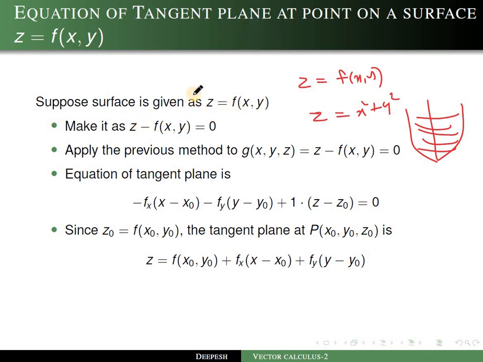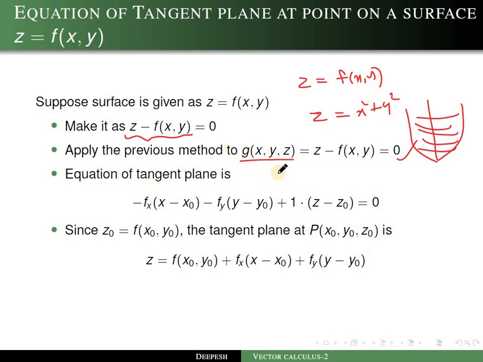So what you do is, as in the plane curve, you take this f of x y to the left side, so it becomes z minus f of x y equal to 0. You call this a new function, g of x comma y comma z. Then g of x comma y comma z equal to 0. So in place of f, you can use this g.